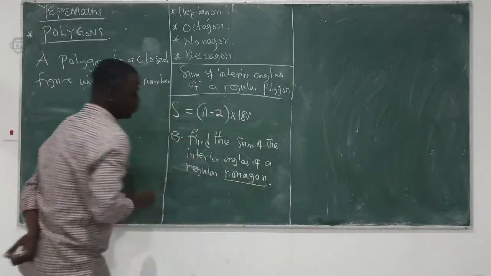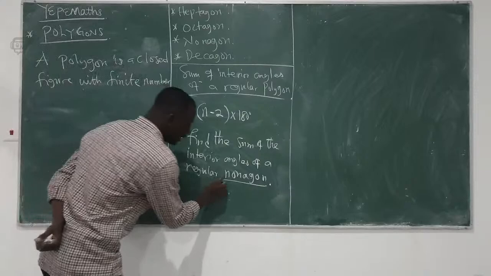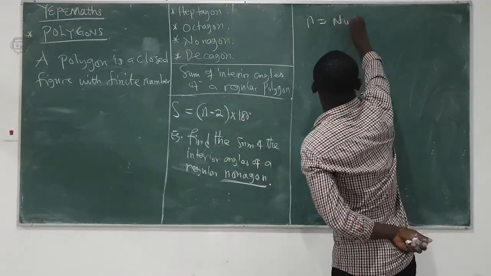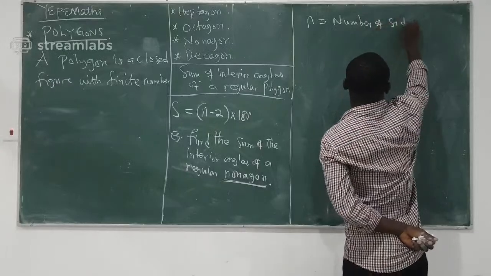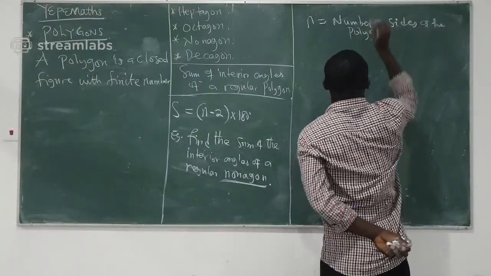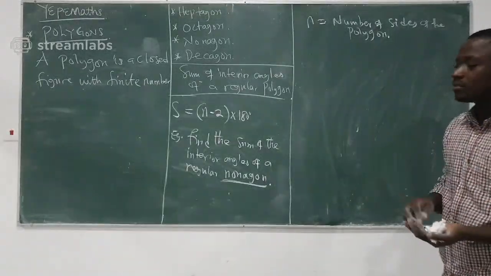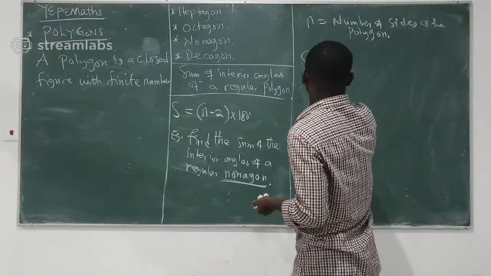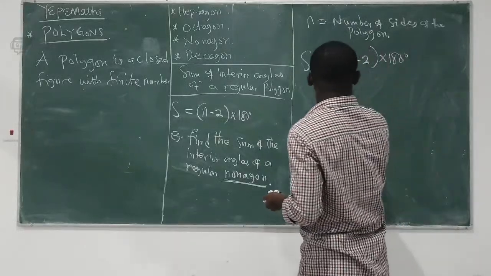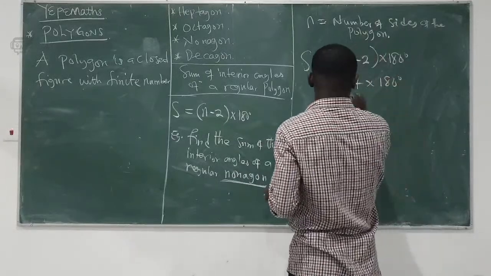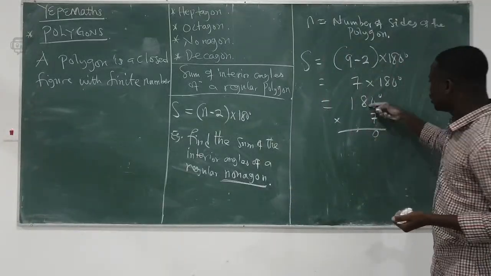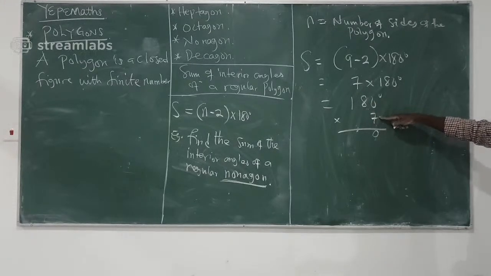So a nonagon is a regular polygon with nine sides, and that represents what? The n. So here we write that n is equal to the number of sides of the polygon. Once I know the number of sides, it becomes easy for me to find the sum of interior angles. So here you write sum is equal to 9 minus 2 times 180 degrees. And that gives us 7 times 180 degrees.